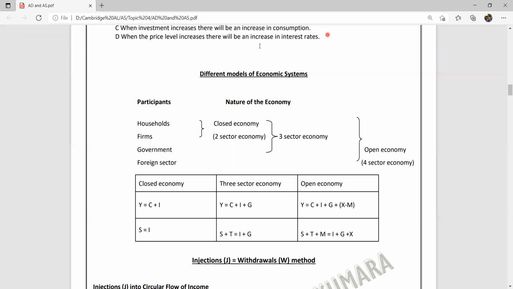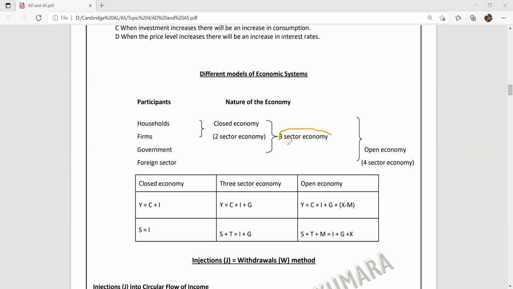Anyways, every economy consists of these four participants: household, firms, government, and foreign sector. A closed economy, or two-sector economy, has only households and firms. In practice, there is no country like that. It's only a model, and the purpose is analyzing the theory.